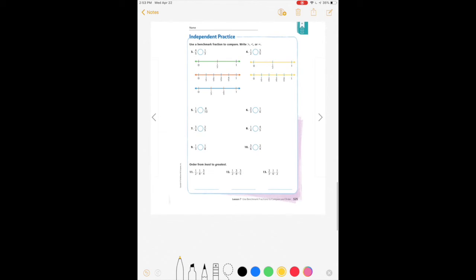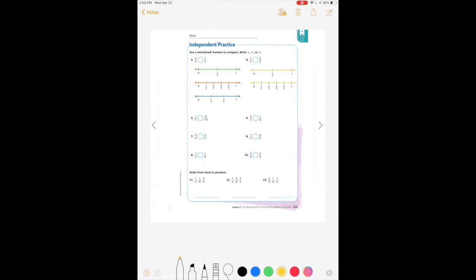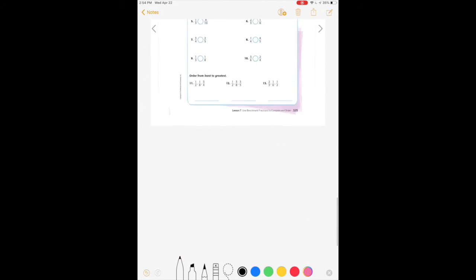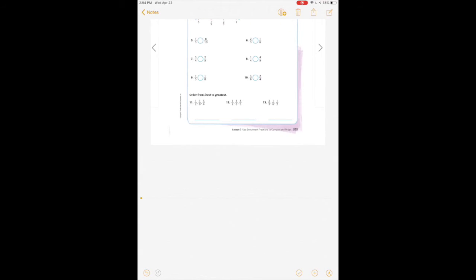All right, we are going to go over a couple problems from the independent practice before you move on and do your homework. I'm not going to do 3 or 4 because they already have the number lines written for you, and all you need to do is graph them and compare them. So I'm going to jump down to, let's do number 6. Okay, for number 6, we have 2/3 and 1/6. So I need to draw my benchmark fraction first, which is always 1/2.